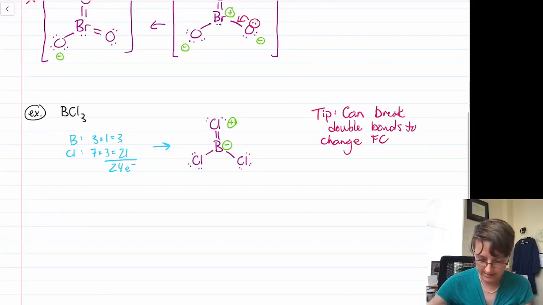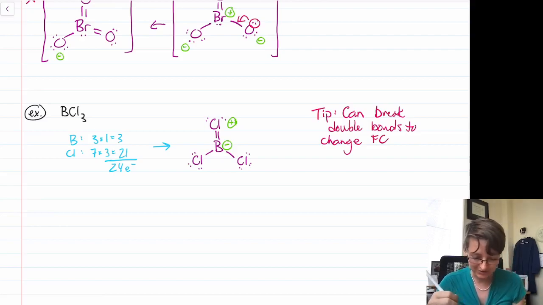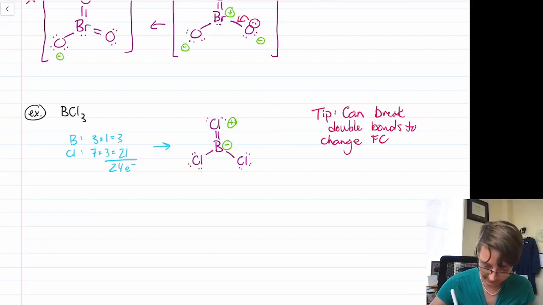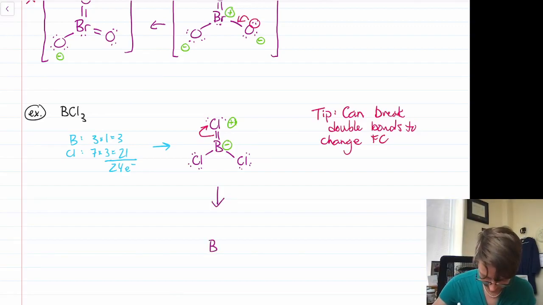And so in this case, because I have too many electrons associated with the boron and not enough electrons associated with the chlorine, what I'm going to do is take this double bond and turn it into a lone pair that's on our chlorine. Redrawing our structure, this is going to give me a structure that looks like boron connected to 3 chlorines, all via single bonds.